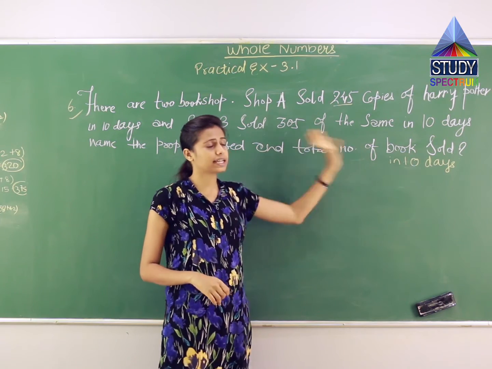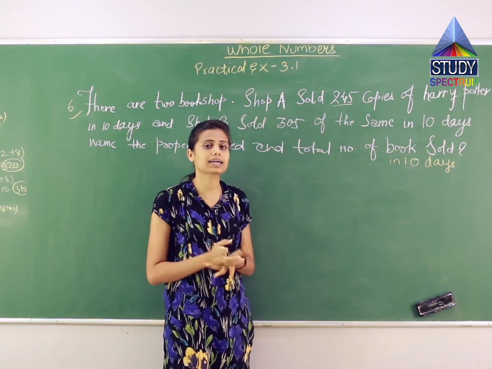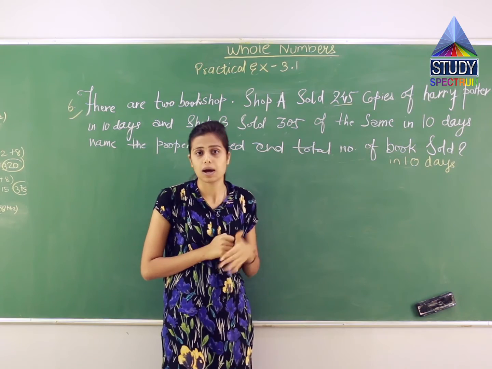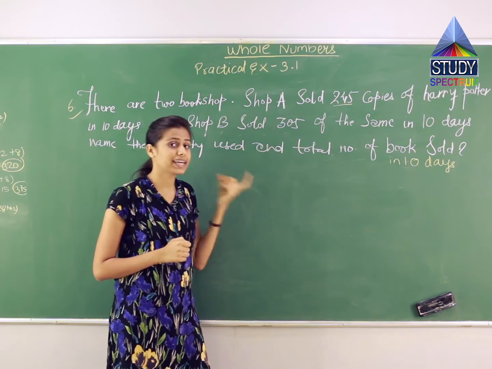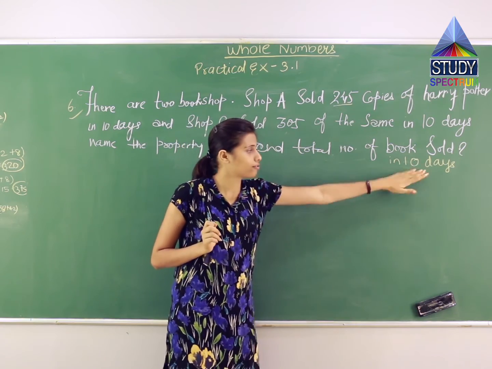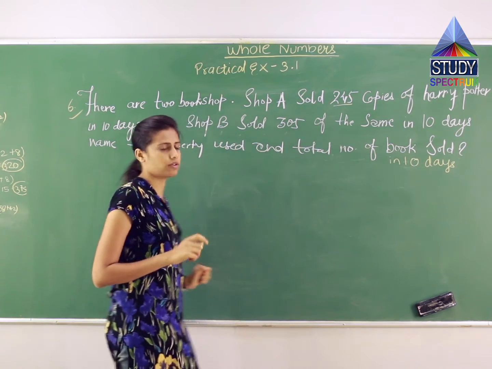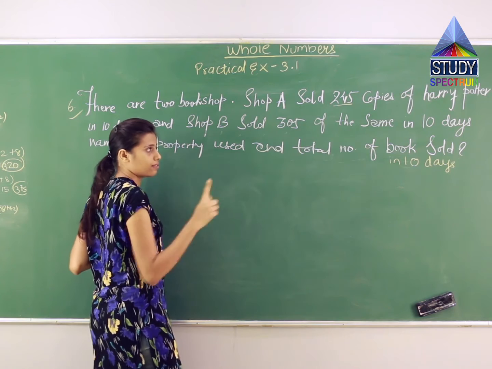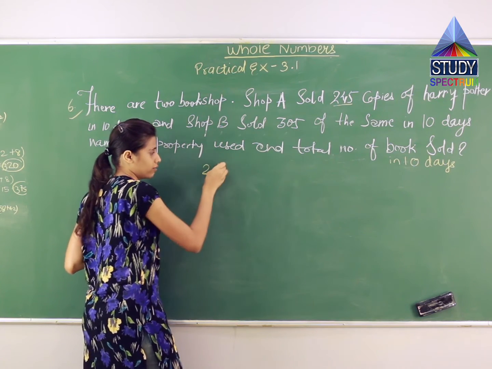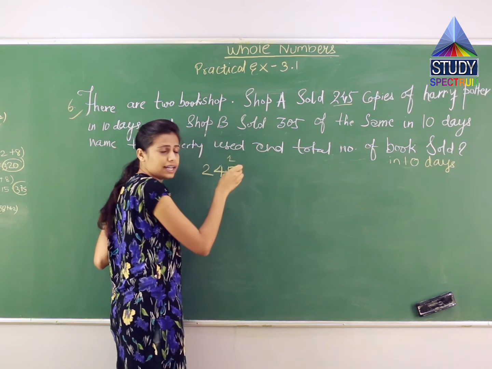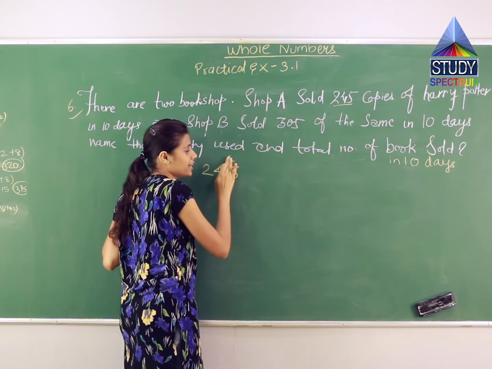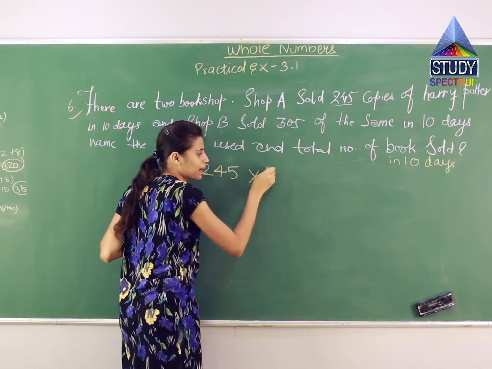They are trying to tell कि total दोनों shops का मिला के कितना Harry Potter के copies मार्केट में सेल हो रहे हैं, and which property is used, and ये कितने दिन के लिए फाइंड करना है? For 10 days. So let us move on with the question. 245 in one day, so it will be what? 245 in one day, right? So how many in 10 days? It will be multiplied by 10.